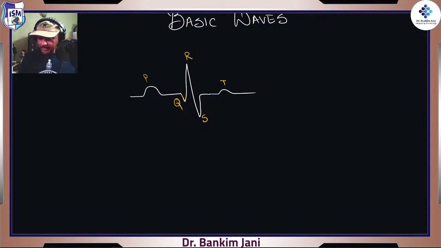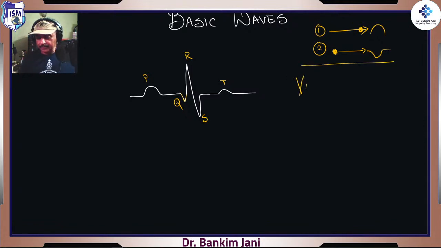Now, if the above concepts are clear, that when the current is coming towards you it is a positive deflection, and when it is going away from you it is a negative deflection, that's the point of the electrode. And when we combine both of them, you understand that as well.